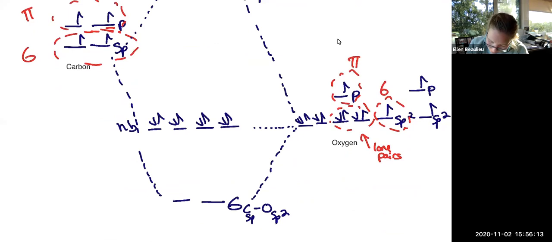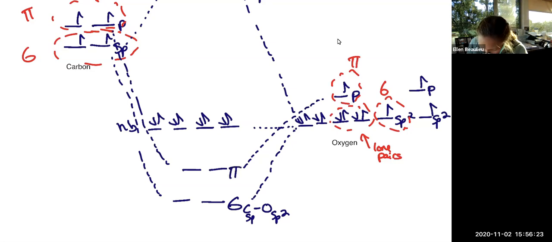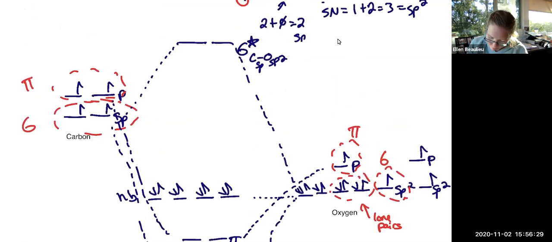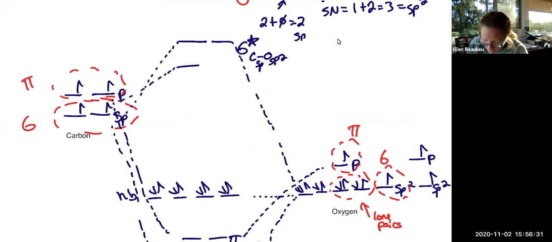So again, those hybrid orbitals are going to overlap to form the sigma star. All that's left is our p orbitals, which are going to overlap to form our pi bonds. Again, we're forming 2 pi orbitals between carbon p and oxygen p, which means we also form 2 pi star between carbon and oxygen.